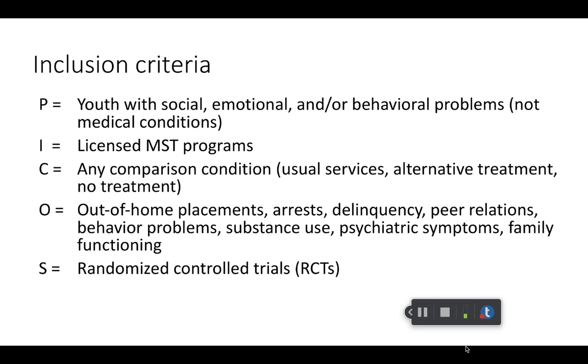The outcomes of interest include out-of-home placements of youth, arrests, delinquency for youth in the juvenile justice system, measures of peer relations, behavior problems, substance use, psychiatric symptoms, and family functioning. Studies of interest are randomized controlled trials because this is the design that is best suited to detecting effects of interventions. And it's also the study design used most often in studies of MST. We had no language or geographic restrictions, so we included studies conducted anywhere in the world, reported in any language.